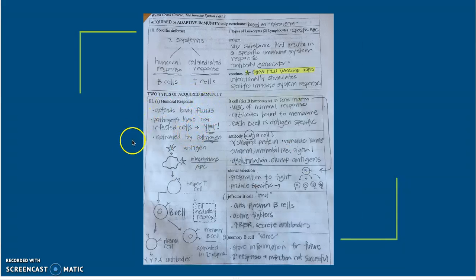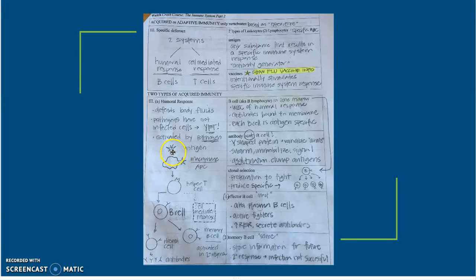Okay, so let's talk about this defense of your fluids. It's called a humoral response. You're just defending your body fluids. These are pathogens or antigens, essentially, that are outside cells but inside your body.